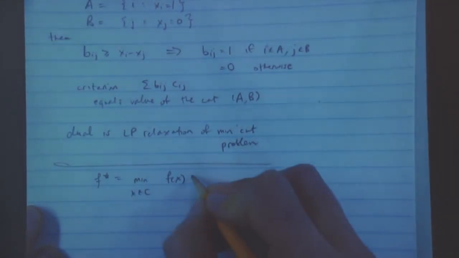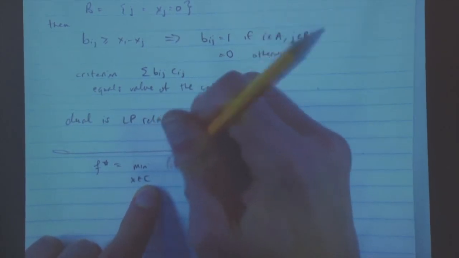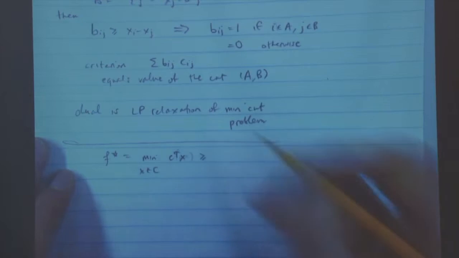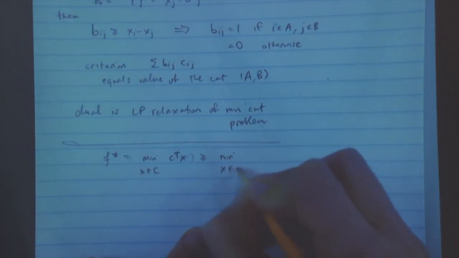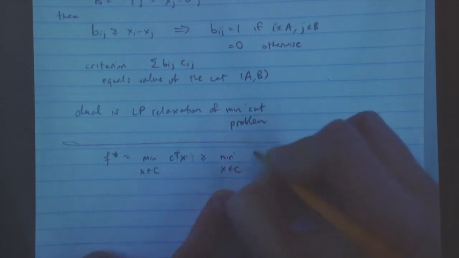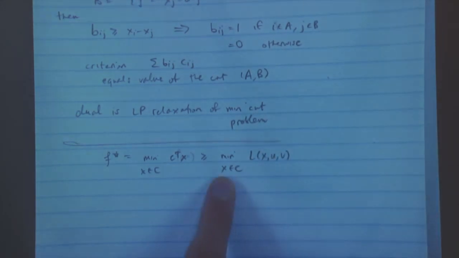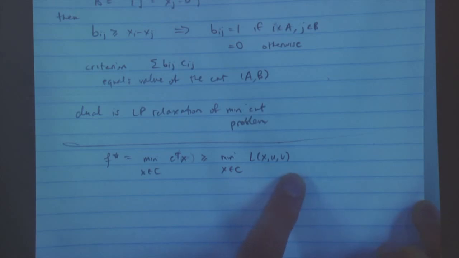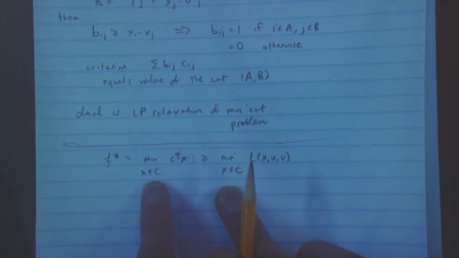But we know that this is C transpose x, right? In our case, by construction, this is bigger than or equal to the minimum over all x in C of the Lagrangian, L(x, u, v), right? Because for any u and v that are dual feasible, which means u can be anything and v has to be non-negative, we get this lower bound. So certainly minimizing over all x, it's still true.